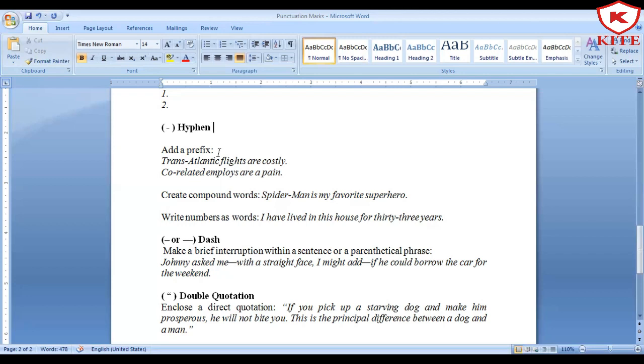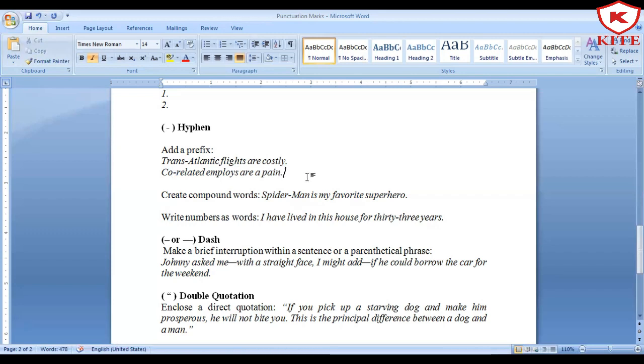Most of the times we put a prefix to add some more information or sometimes to bring an antonym of the same word. See, trans-atlantic flights. So instead of Atlantic flights, we have such other kinds of Atlantic flights which are transatlantic flights, which are very costly. So we have added a trans before it, that is prefix, and we have joined it with the help of a hyphen. See, co-related employees are a pain. So co-related. Before related, we have added a prefix co.